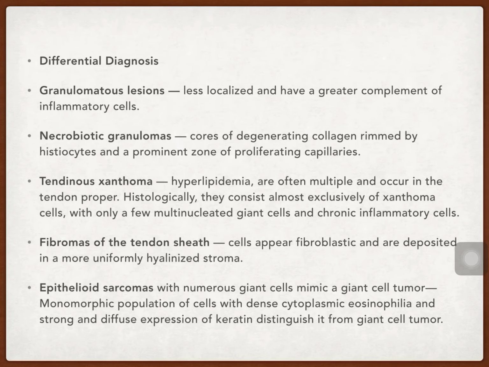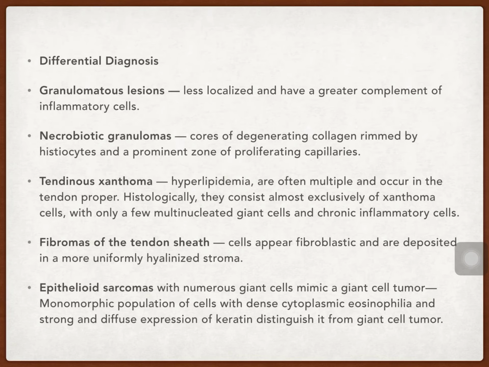Coming to the differential diagnosis, granulomatous lesions, necrobiotic granulomas, tendinous xanthomas, fibromas of the tendon sheath and epithelioid sarcomas are the main differential diagnosis. Granulomatous lesions are less localized and they have a lot of inflammatory cells, which is not seen in case of giant cell tumor of tendon sheath. Necrobiotic granulomas have cores of degenerating collagen, which is rimmed by histiocytes and a prominent zone of proliferating capillaries.